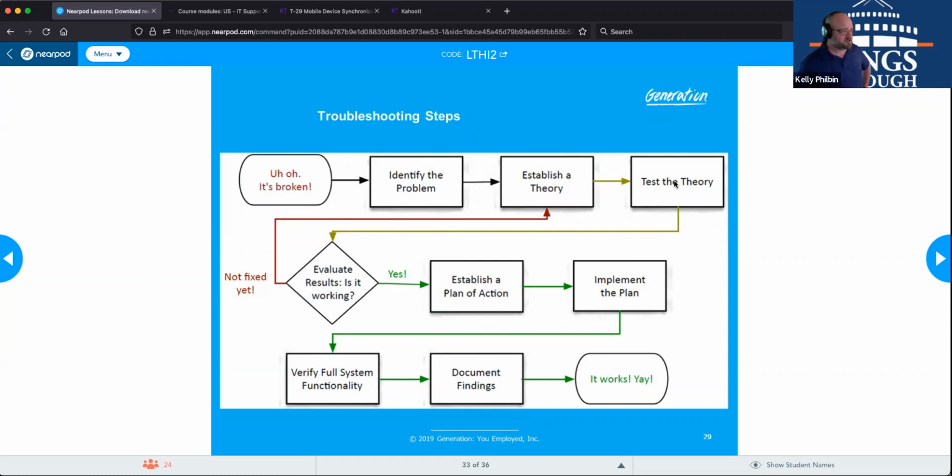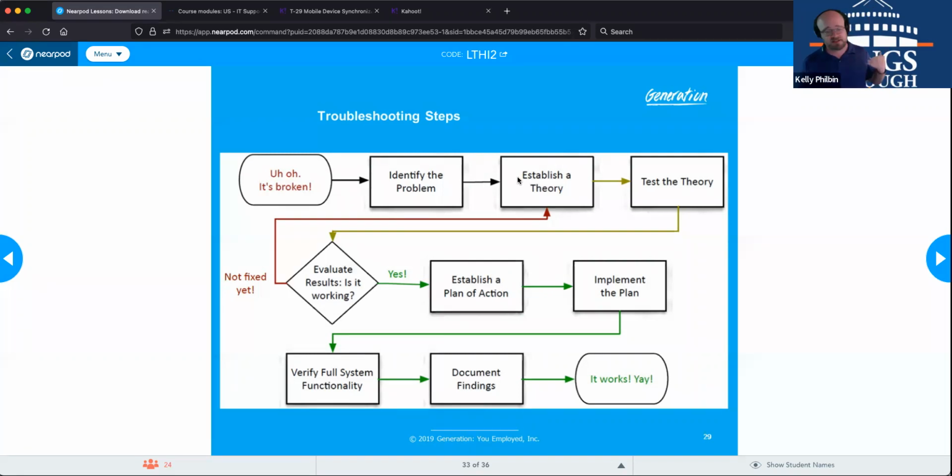Go back to test your theory again, because what you may have thought was a problem probably wasn't at that point. Now, you would go through this cycle maybe 3 or 4 times, establishing new theories and testing new theories. And if it's been about 5 minutes plus, depending on the organization you work with, they may give you a strict time that you want to adhere to before you escalate. So you're going to run through this cycle a few times.